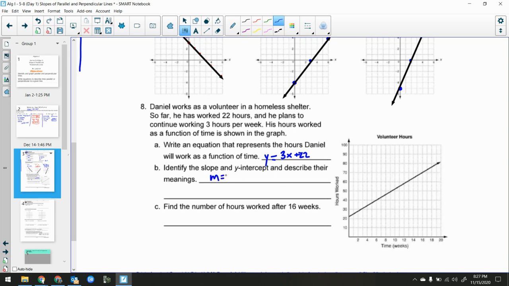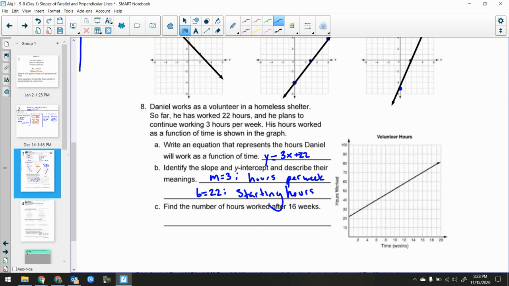The slope is 3, and that represents the amount of hours per week. Remember, slope is always the rate, right? So you have to tell me something about a rate here. And then the 22, the b value, is the starting hours, the amount of hours he's starting with.